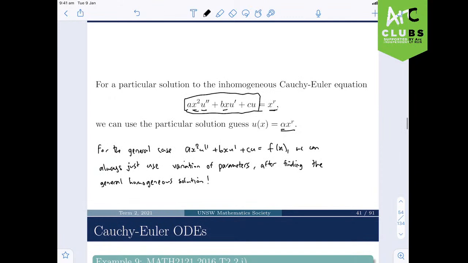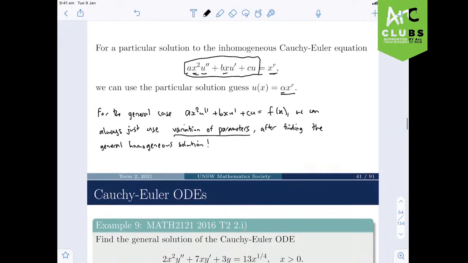Now, even if the right-hand side is not a polynomial, for the general case, remember there's always the method of variation of parameters after finding the general homogeneous solution. Remember, variation of parameters was the fact that you can get particular solutions if you have the homogeneous solutions. So just in case you forget this, just use variation of parameters. It will save your life.